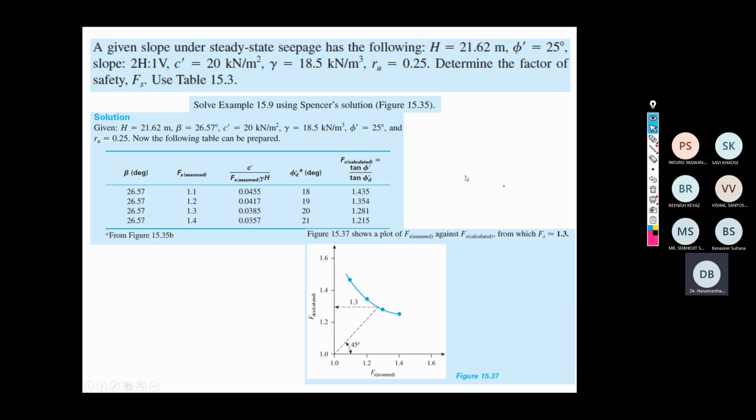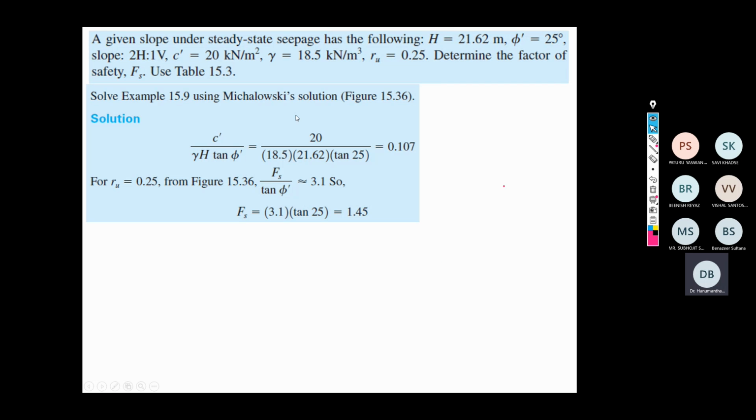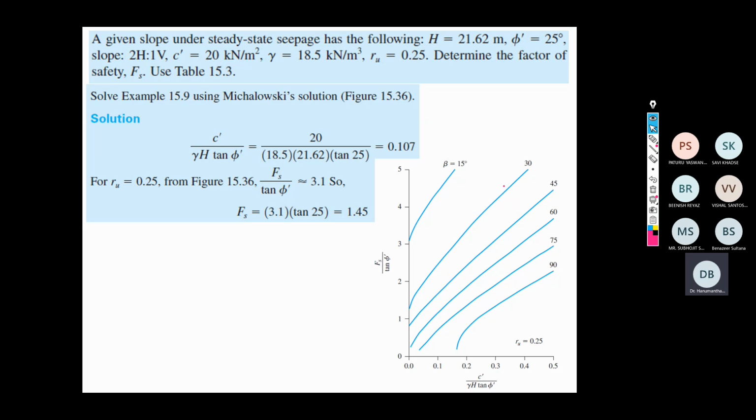Now the third method, proposed by Mikulovsky. He also has given a lot of predefined charts. Here in this case, for Mikulovsky, it is Fs by tan phi dash on the vertical axis and C dash by gamma h into tan phi dash on the horizontal axis. Again, different trend lines were given for different slope angles. Here you can see for beta equal to 15, 30, 45, 60, 75 and 90, and for different values of the pore pressure coefficient. So this graph is valid for Ru equal to 0.25.